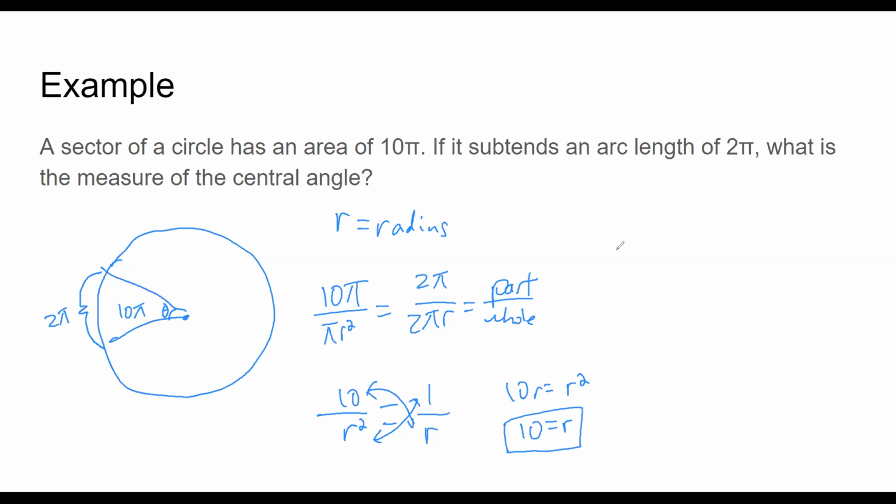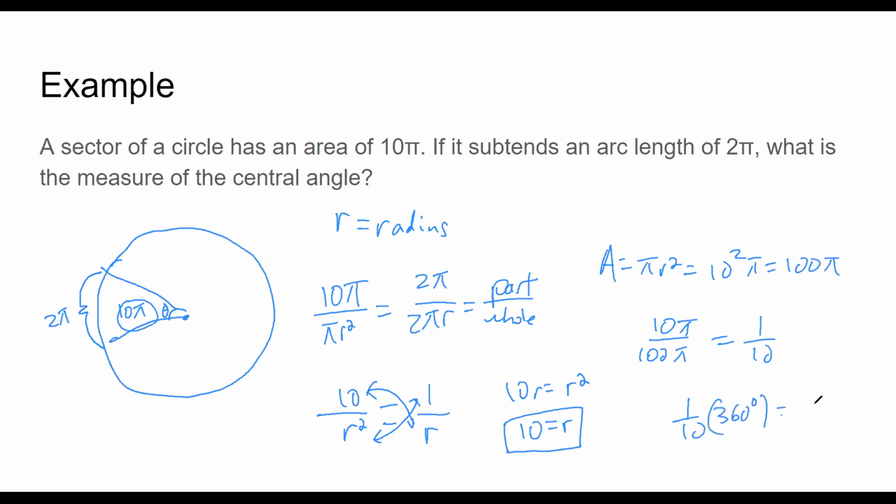Okay. And then now let's look at our question. What is the measure of the central angle? Well, now we have the radius, so this problem becomes a lot easier. So if the radius is 10, the area of the total circle will be pi r squared, which is equal to 10 squared times pi, which is equal to 100 pi. And the sector has area of 10 pi. So that means we have 10 pi over 100 pi of the total circle, which is 1/10 of the total circle. And as a full circle has 360 degrees, it tells us that the central angle is 36 degrees.